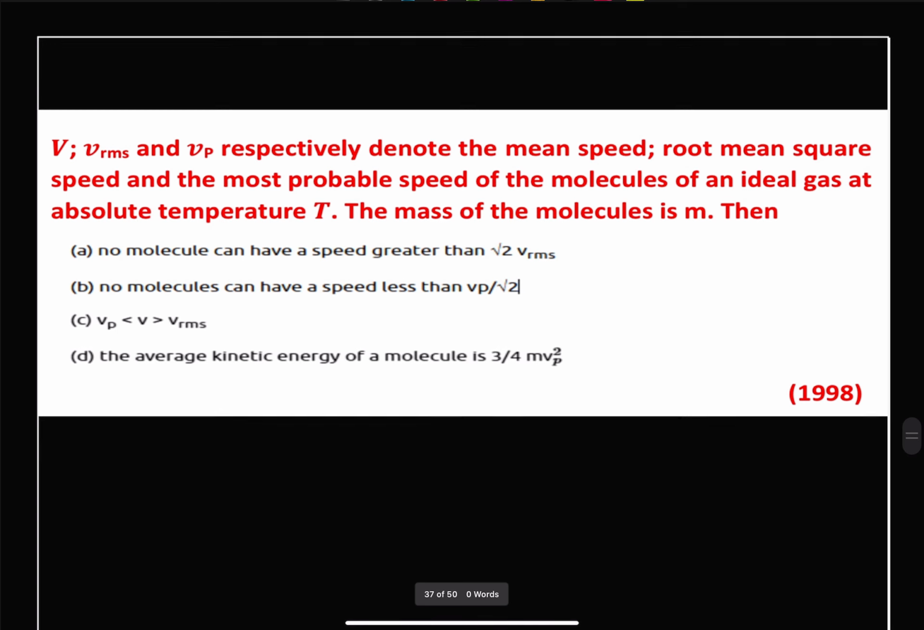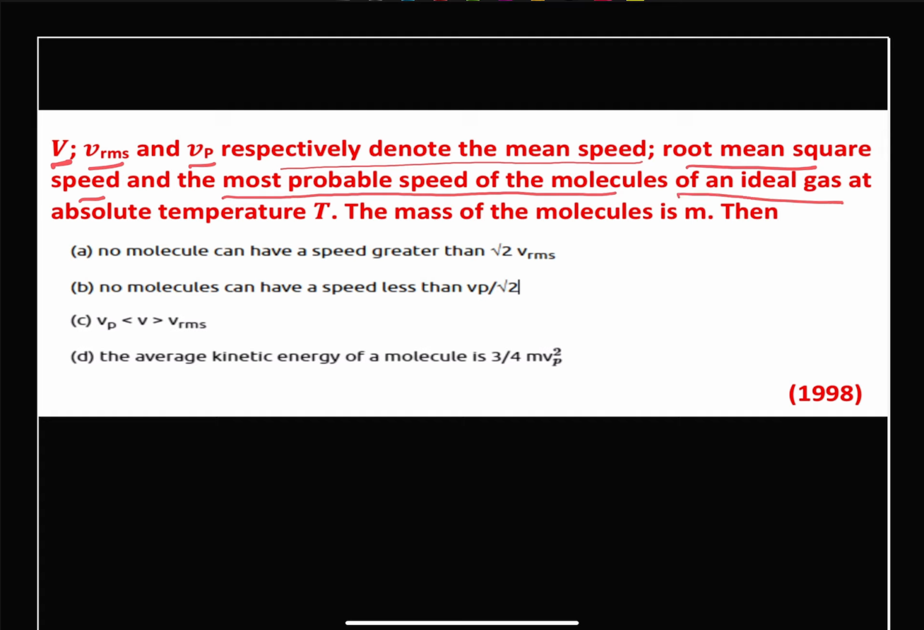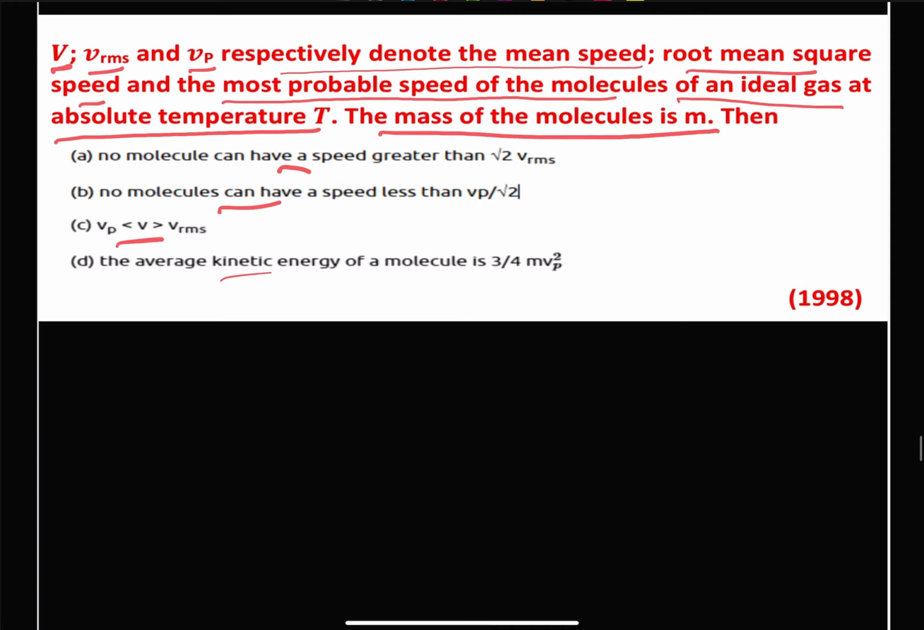It states that V, Vrms and Vp respectively denote mean speed, root mean square speed, and the most probable speed of the molecules of an ideal gas at absolute temperature T. The mass of the molecule is m. Then we have to find out which of these options are correct. And this is based on our formulas, and we can write the formula first of all.